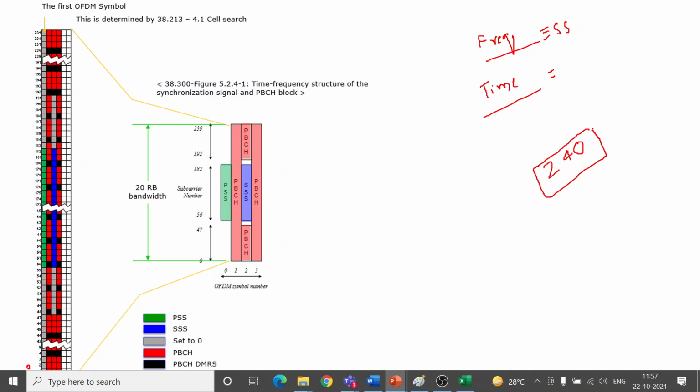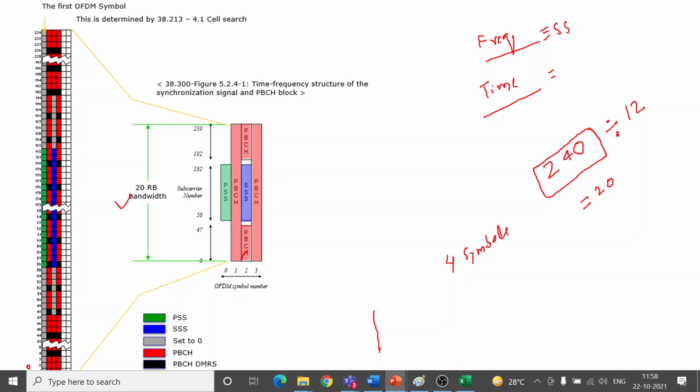Can some of you calculate how many resource blocks that will be? 12 subcarriers is one resource block. So if you divide this by 12, can somebody write in the chat box? Yeah, 20. So you require 20 resource blocks in the frequency domain for your SS block. And in the time domain, you require 4 symbols.